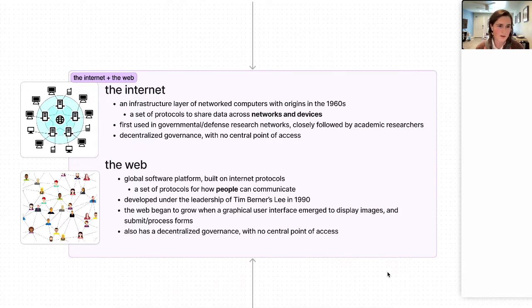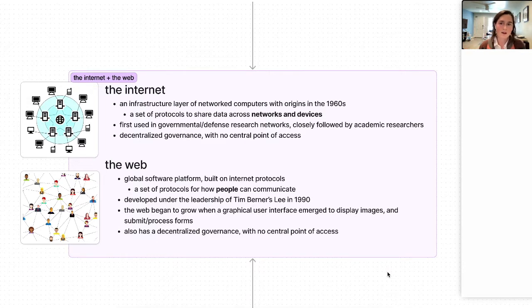So it's the networking of computers, networks, devices, getting all of those things plugged together. Primarily in the beginning, governmental and defense research networks could talk to each other, and then shortly after, academic researchers. Makes sense. These people were highly technical, so the information that they're sharing is just raw data. Getting it from point A to point B, we can understand why that was important and useful.